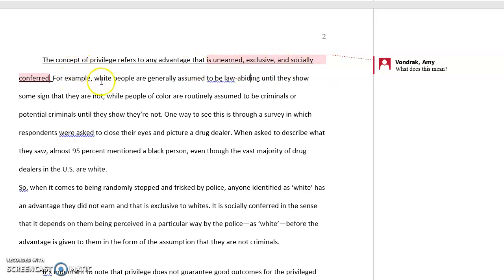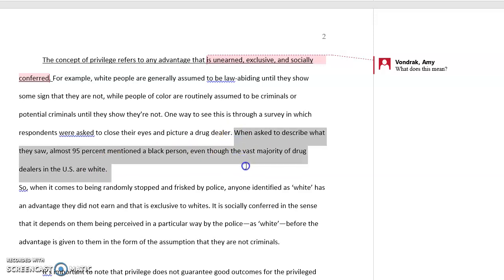For example, white people are generally assumed to be law-abiding until they show some sign that they are not, while people of color are routinely assumed to be criminals or potential criminals until they show that they're not. One way to see this is through a survey in which respondents were asked to close their eyes and picture a drug dealer. When asked to describe what they saw, almost 95% mentioned a black person, even though the vast majority of drug dealers in the U.S. are white. Okay, I've got to react to this.